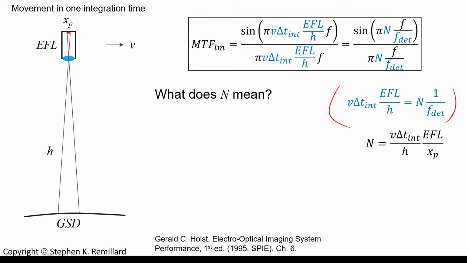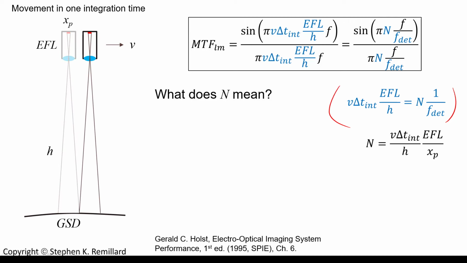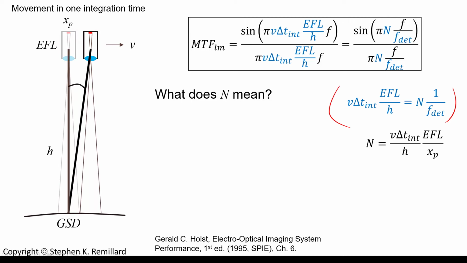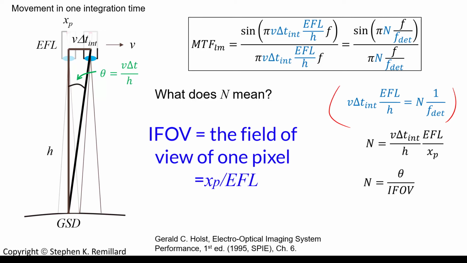V delta t in the numerator has a physical meaning. It's the displacement of the camera in one integration time. Divide that by h, you have that angle. So n literally is the displacement angle divided by the instantaneous field of view, on account of x sub p divided by effective focal length being the instantaneous field of view.